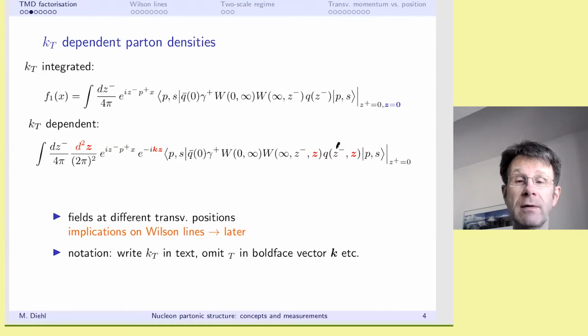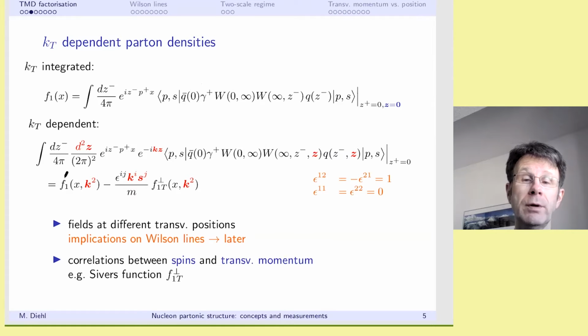So the fields now are not only at different light cone positions along the light cone, they're also at different transverse positions. For the Wilson line, that has some important implications, which I will discuss later. Notice also that I've split here the Wilson line, which goes from the position of the quark field at Z minus to the position of the anti-quark field, which is sitting at 0 here, in such a way that I first run to infinity and then from infinity back to 0. The same I do here, but here at infinity, there's an extra piece that carries me from the transverse position Z to the transverse position 0. And again, I will come back to this detail later on.